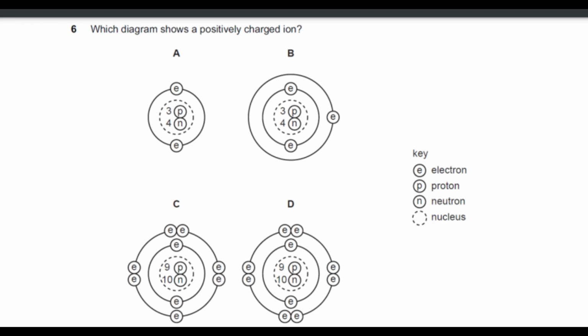Because in Bravo, there are 3 protons and 3 electrons, so they are equal. That's a neutral atom. In Charlie, we have 9 protons, and if we count, we have 9 electrons, so it is again a neutral atom. And in case of Delta, we have 9 protons, and if you count, there are 8 in the last shell and 2 in the first, so we have 10 electrons, so that is a negatively charged ion. So Alpha is the correct option for this question according to this explanation.